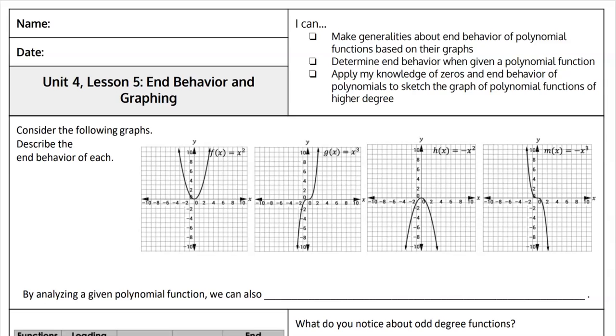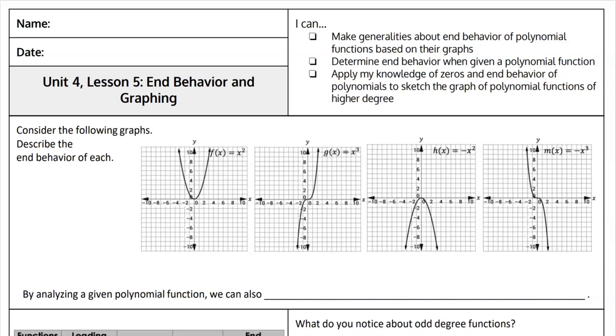We are focusing on end behavior and graphing today. So we're putting everything together. We're going to make generalities about end behavior of polynomial functions. We're going to determine end behavior when we are given the function. And we're going to apply your knowledge of zeros and end behavior to be able to sketch a polynomial of a higher degree. So looking at these four beginning graphs, just describe the end behavior.